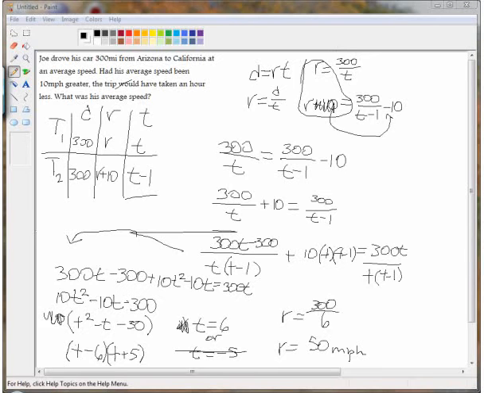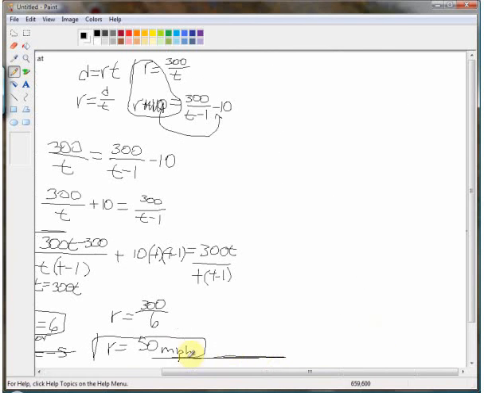So I'd like to clarify something. We were asked to solve for t. However, we found out that his average speed was 50 miles per hour, which is the correct answer. And we'll do more quadratic problems because they're actually very, very, very useful.